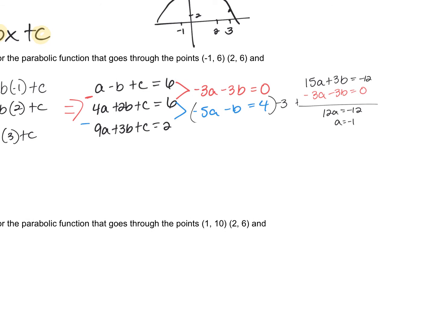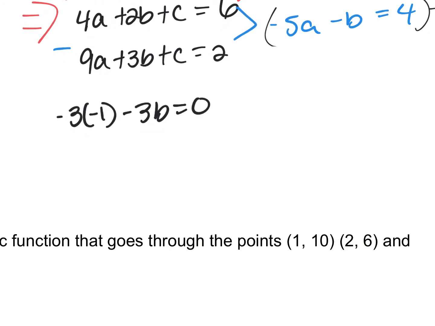So the next variable would have to be the b. So I'm going to plug that into, let's just do the top red one. Doesn't matter, but that's the one I'm going to choose. So -3 times -1 minus 3b equals 0. So this would be 3 minus 3b equals 0. -3b equals -3, so b must be 1.